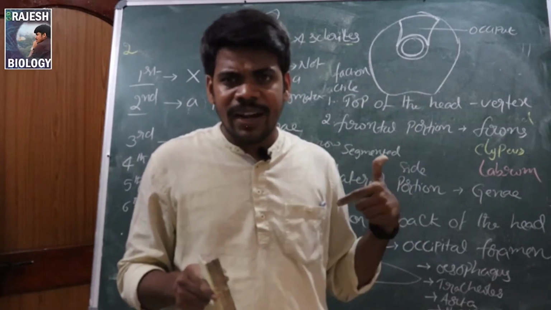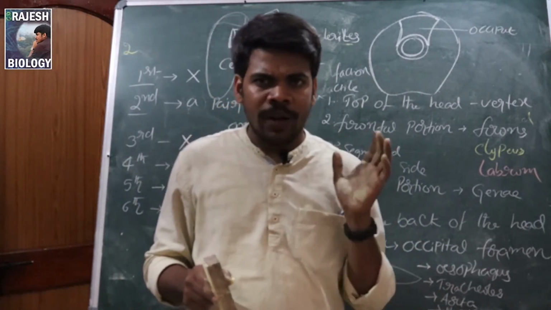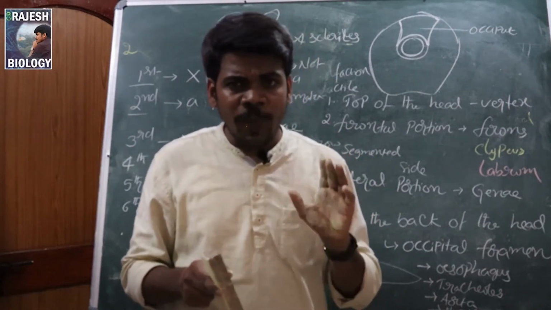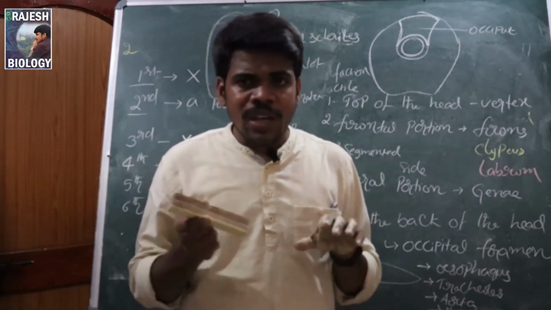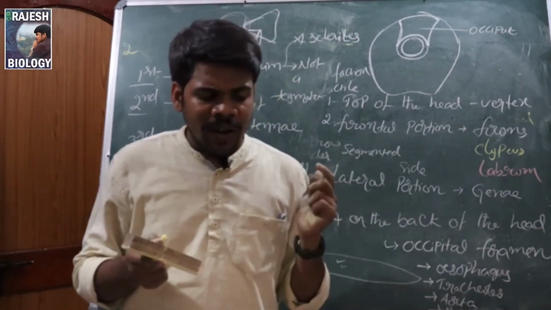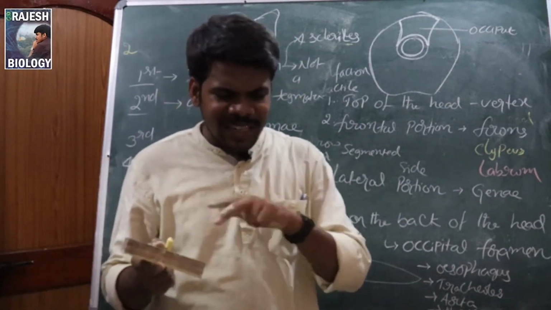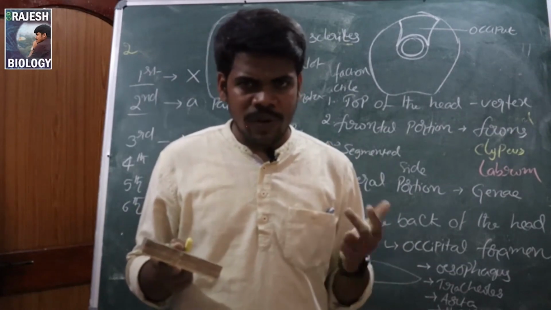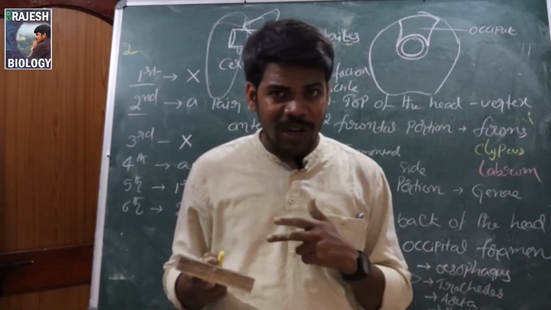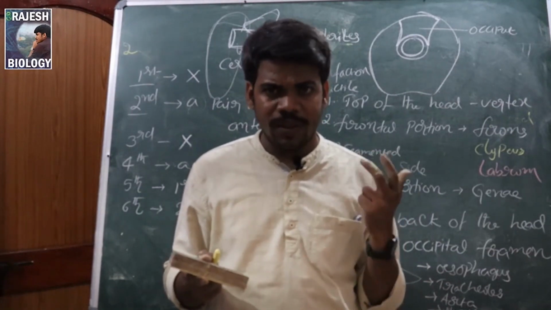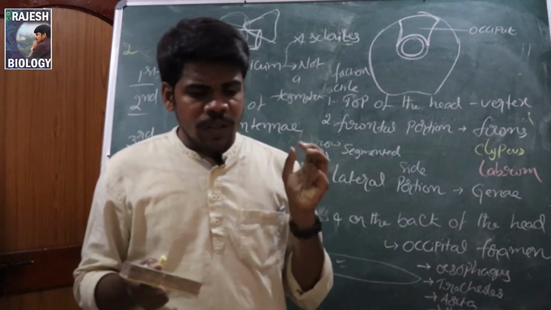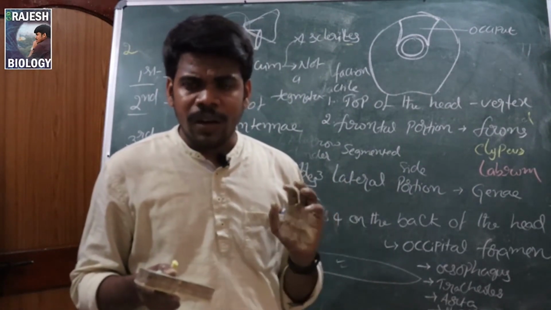At the back of the head, there is an occipital foramen which is bordered by the occiput. This occipital foramen allows the passage of the esophagus, tracheae, the double ventral nerve cord, the nervous system nerves, and the dorsal aorta. So these are the occipital features.